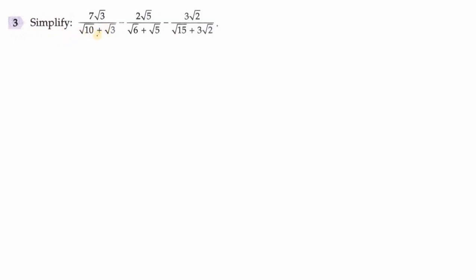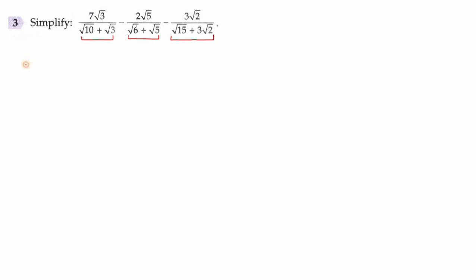In the last class, we have seen how to simplify, or rather how to rationalize the denominator. Here you see there are three terms. I'll call this the first term, this the second term, and this the third term. What I will do is take each one of them separately and solve them.